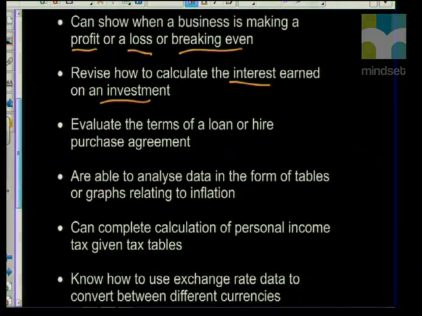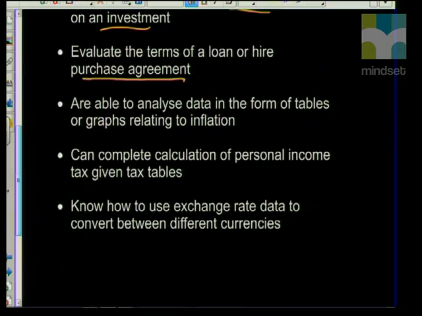You also need to know how to evaluate a hire purchase agreement. So in other words, check and see whether it's worthwhile. Should I rather save, or should I make this deposit and pay it off over time? Now sometimes those are unavoidable, particularly for very large items like cars and houses, and you need to be very familiar with that.